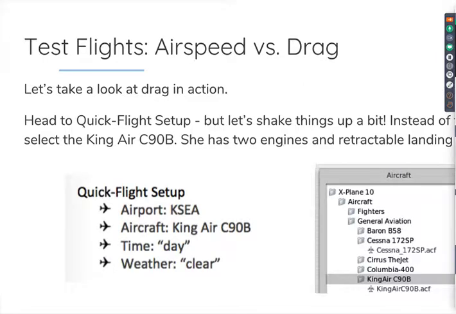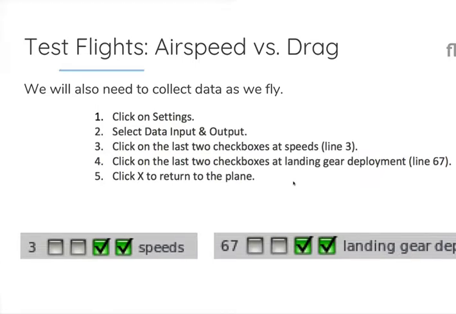If you would, go to, we're going to use a different airplane than we've been using. This will make it fun. You're going to use a King Air C90. So under general aviation, select the King Air C90. It's got retractable landing gear, which means the landing gear comes up.